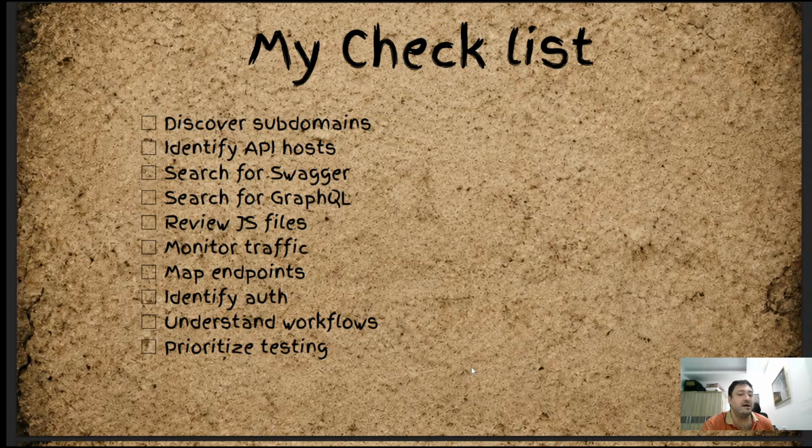Okay, identify auth. What kind of authentication are they using? Are they using JWT, session cookies, OAuth? Are they doing some extra stuff? Check it out. Understand workflows. Understand what's going on inside the web application. There's some special functionality you need to look for. And then finally, prioritize testing. This is not an exhaustive list. I'm sure there's a much bigger list, but I think for beginners, this is a good place to start because you get the lay of the land, you get more or less what's happening. Really important information.